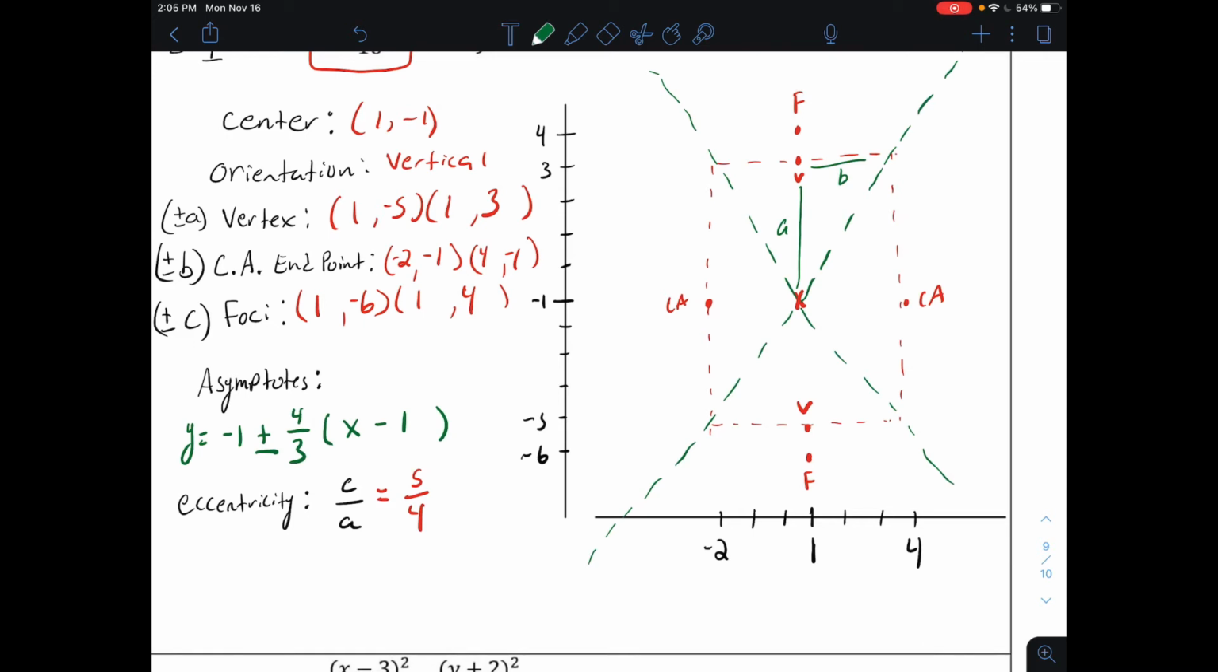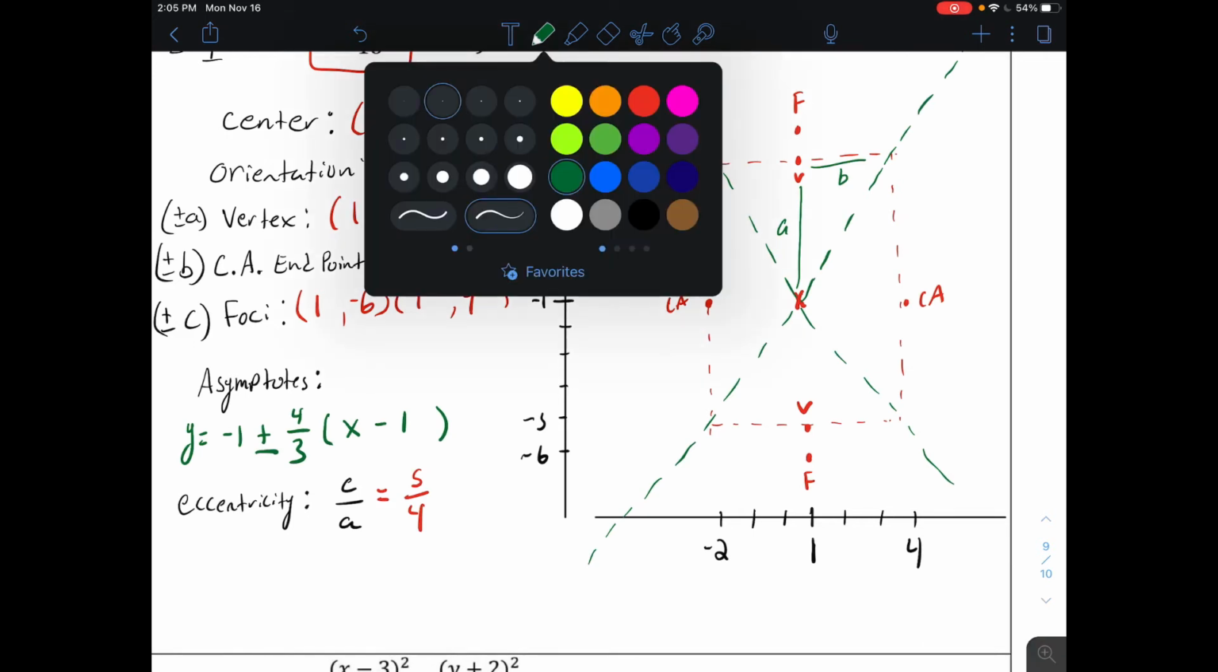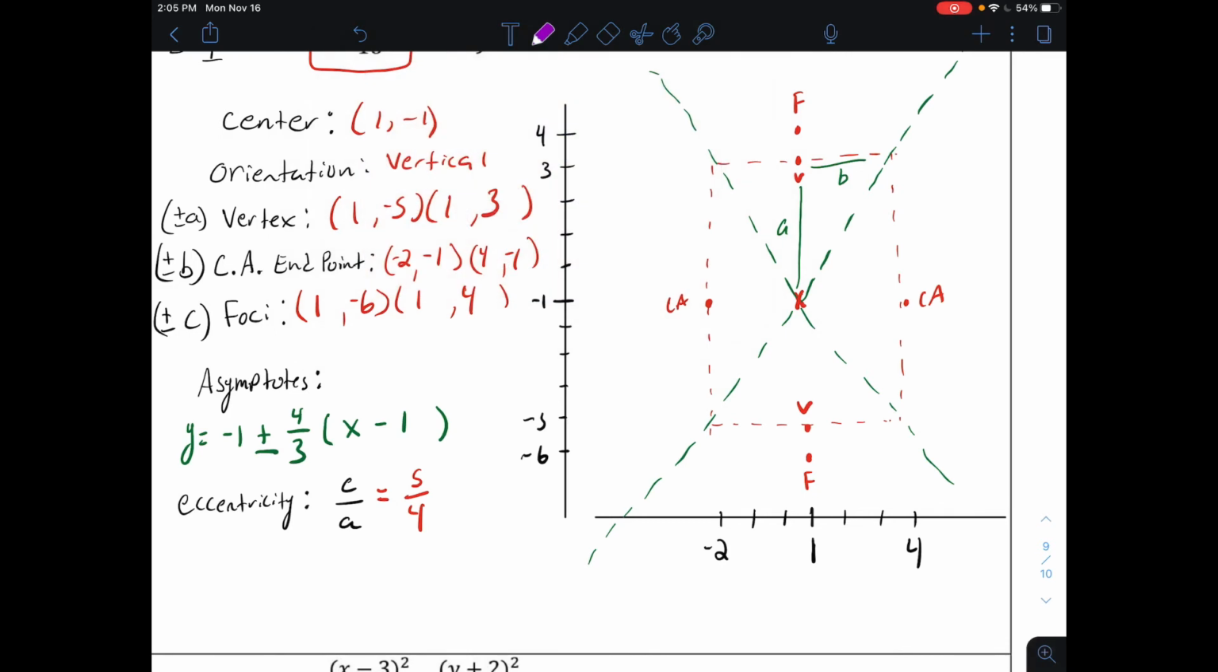Now, to graph our ellipse, or excuse me, to graph our hyperbola, we would start at our vertex, and then we would work our way towards those asymptotes that would contain our hyperbola.